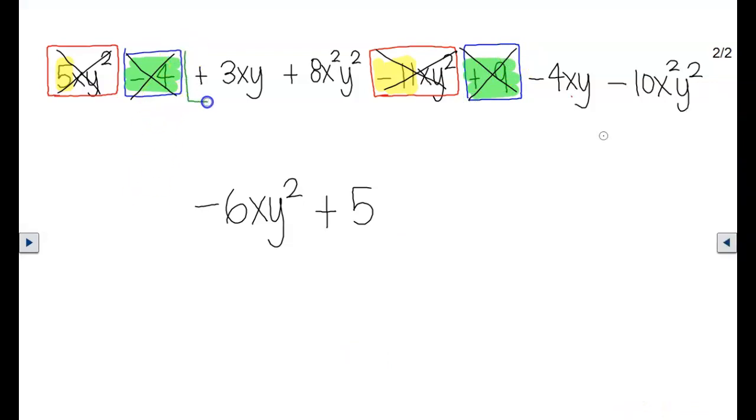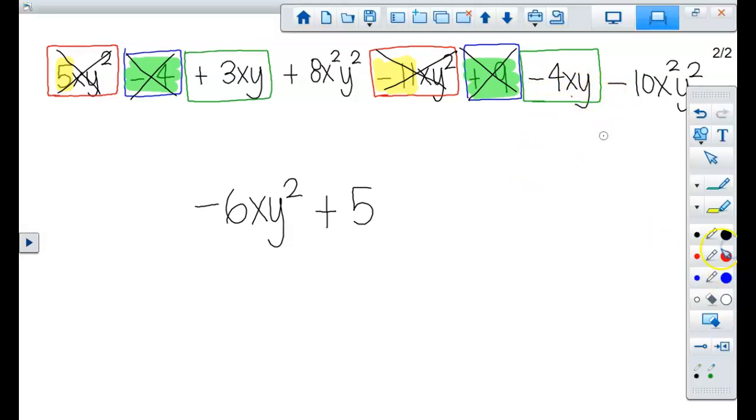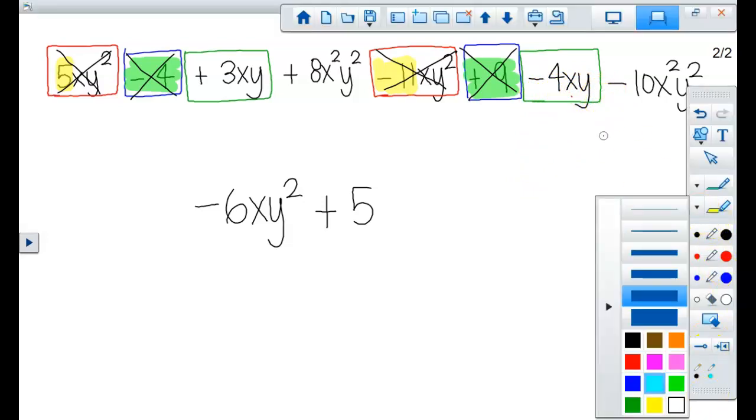I'm going to box my very next term, which is +3xy. He has a last name that is just an x and a y, no exponents. So I'm looking for a last name that is identical to that, just an x, just a y, no exponents. So when I look, the only other one I see that is like that is this guy, -4xy. So the two that I have in green boxes are now going to combine.